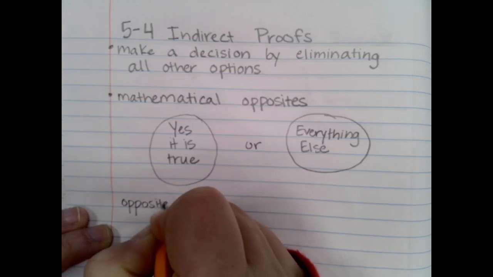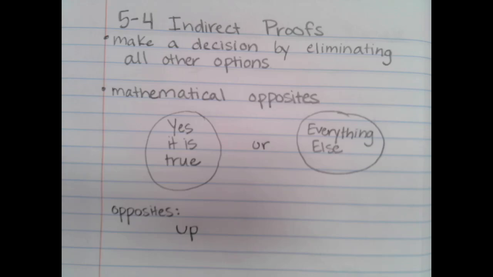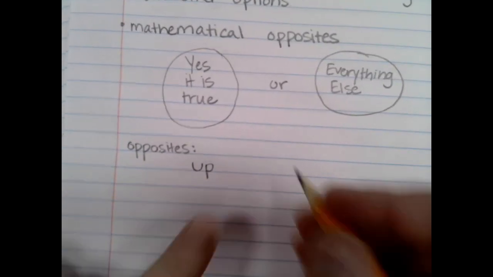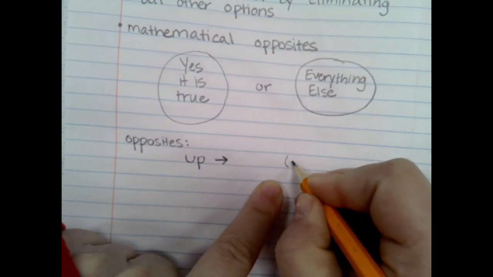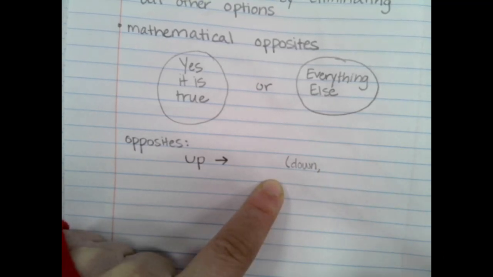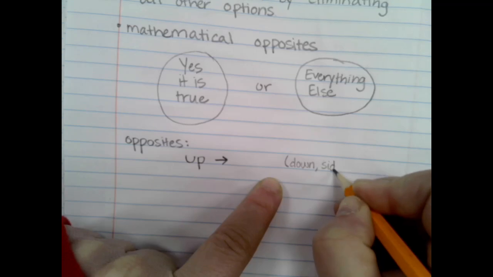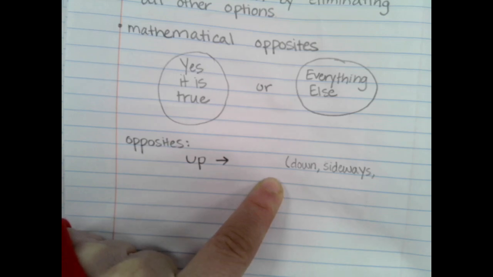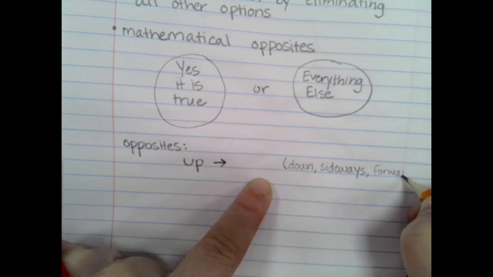The opposite of up. We want to describe everything that's not up. So what are some other directions than up? Down, what else? What's another direction than up or down? What did you say? Sideways. Like forward, right? Backward. We need all of those things in one group.